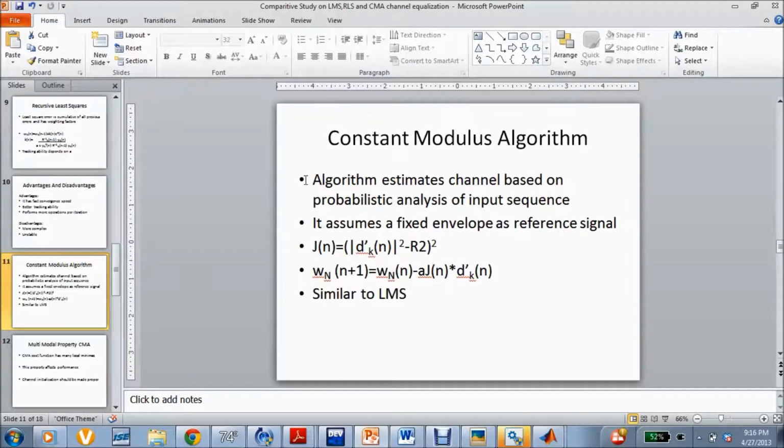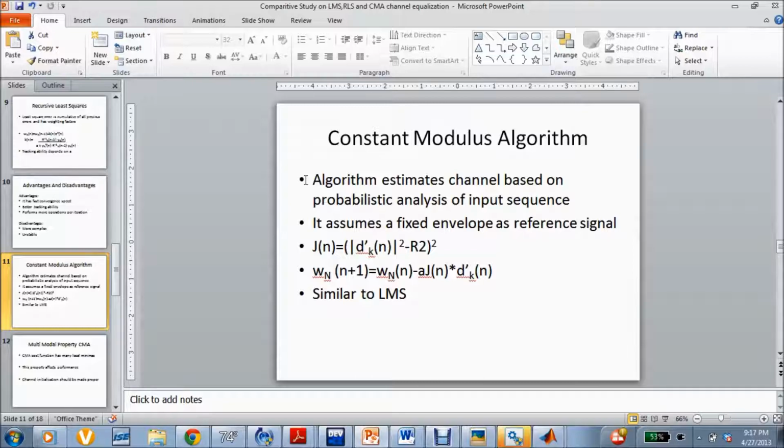So now let's see about the third type of algorithm, which is a constant modulus algorithm. The previous algorithms mentioned before, that is LMS and RLS, come under the category of traditional channel equalization, whereas CMA channel equalization comes under blind channel equalization. That means it requires no training input sequence from the transmitter.